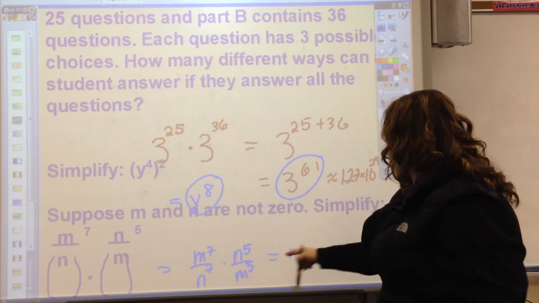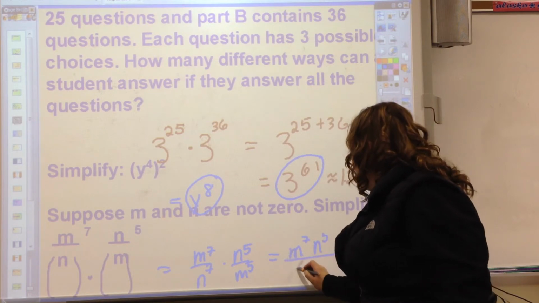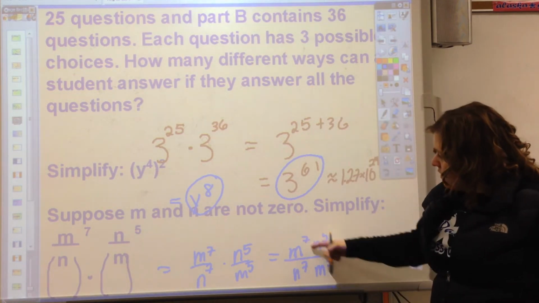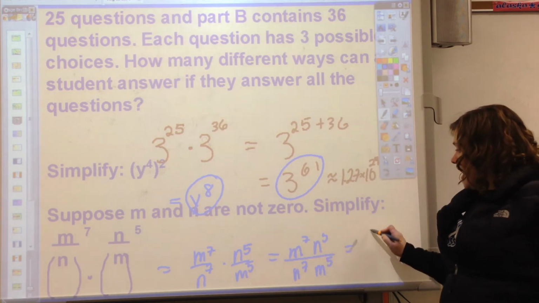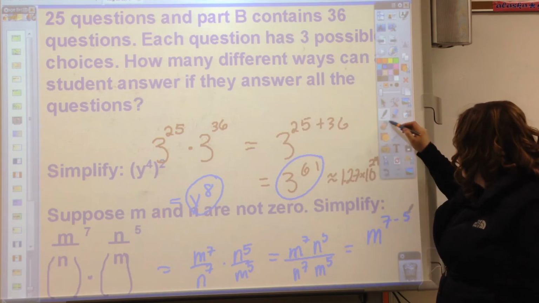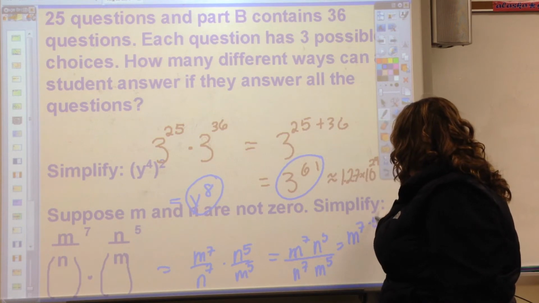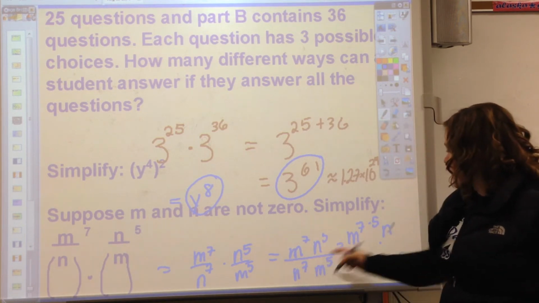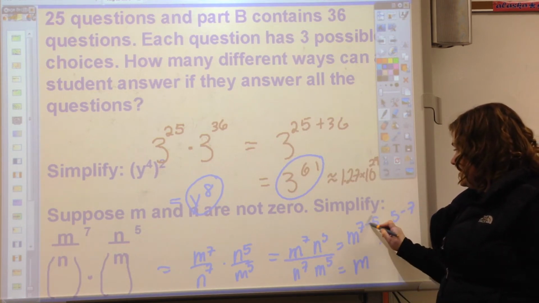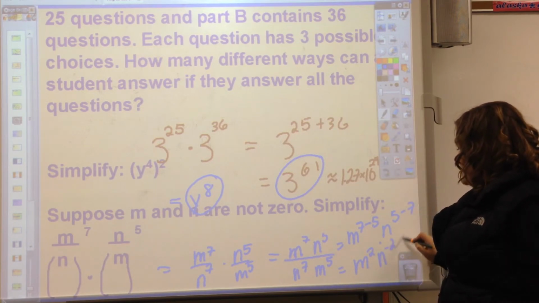Look right here. Hopefully you'll agree with me that I can write m to the 7th times n to the 5th in my numerator, and n to the 7th times m to the 5th in my denominator. Now here I can combine my m's. M divided by m would be m to the 7 minus 5. And I get n to the power of 5 minus 7. Do you agree? Now my final solution is m squared times n to the negative 2.